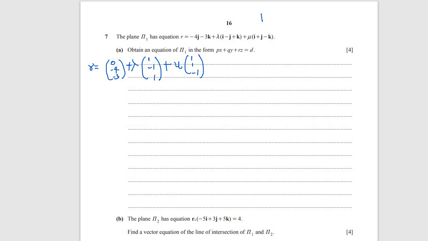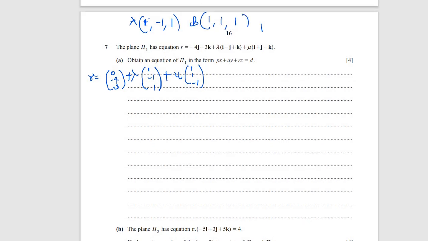Now alternatively, we can write this. The directions are, let me call one direction A, let's say (1, minus 1, 1). The other direction with mu is (1, 1, 1). The equation passes through this point. So it is in the direction of lambda and the direction of mu.